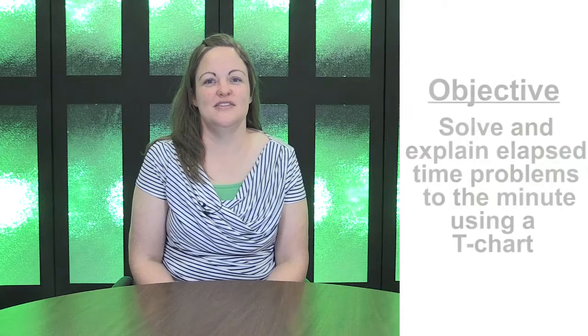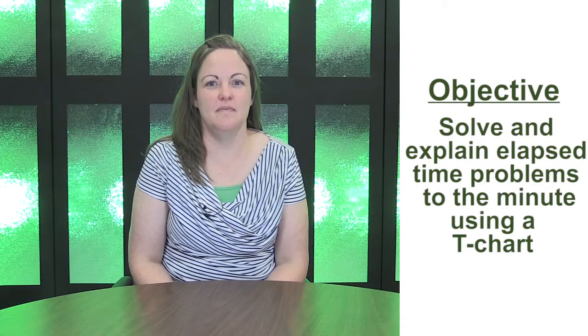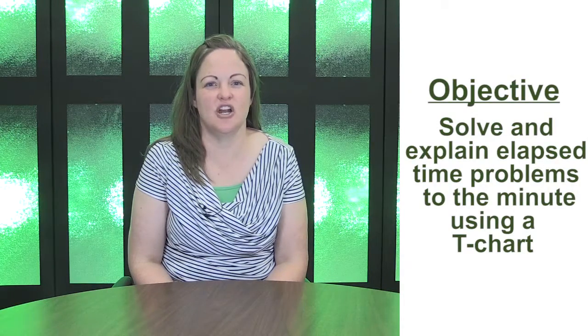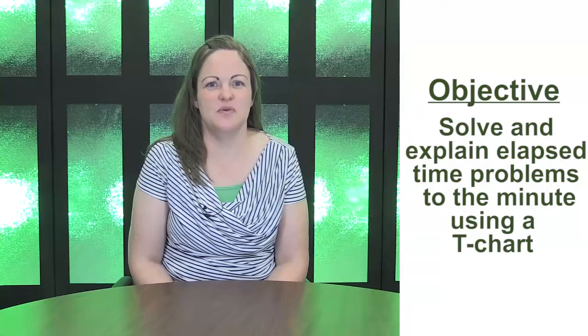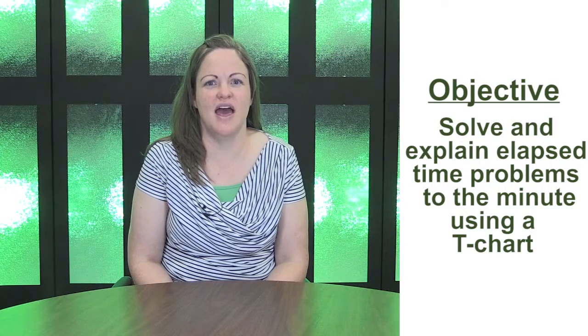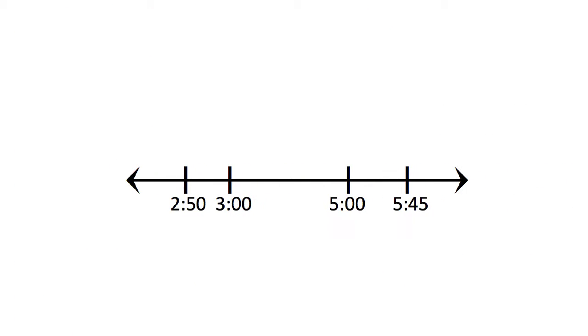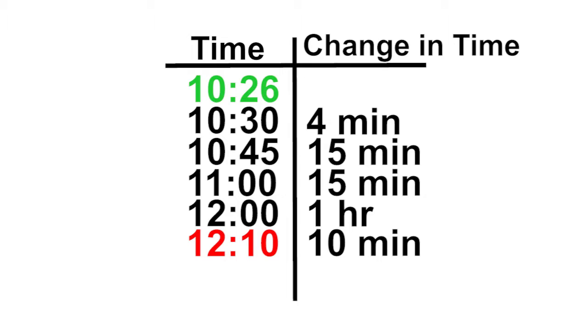In today's lesson, students will solve and explain elapsed time problems to the minute using a T-chart. Elapsed time is a real-world application of a math skill as it can help with planning and determining the duration of events. In the past lessons, students have used an open number line to determine the amount of elapsed time. In today's lesson, students will be focusing on using a T-chart.